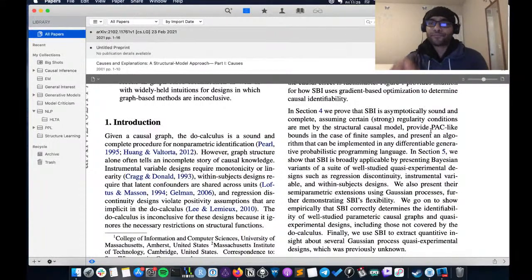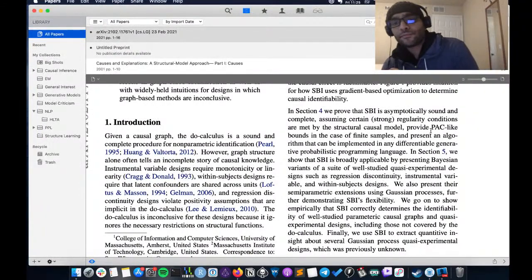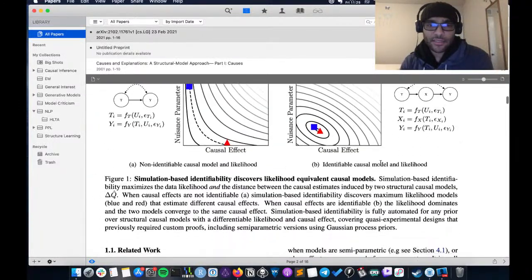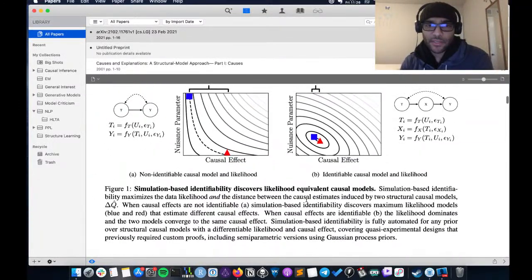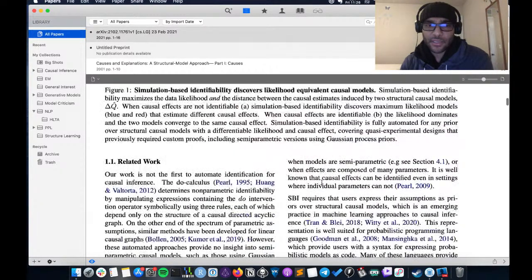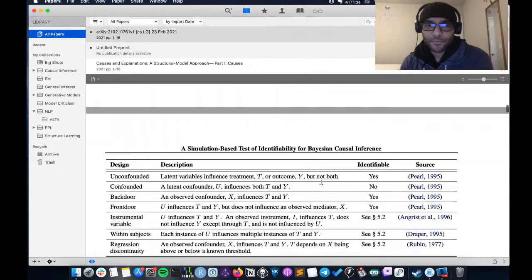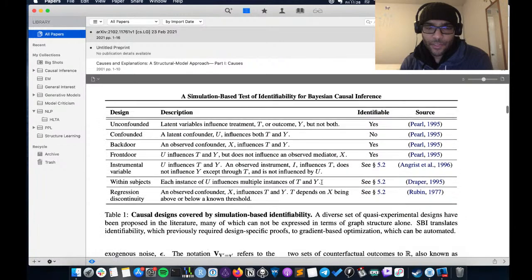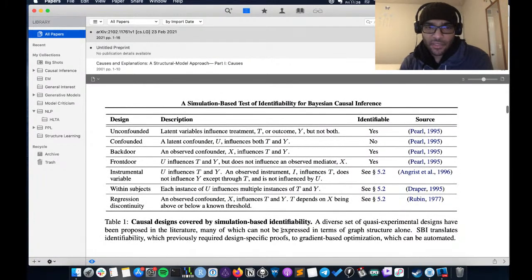Interesting. Okay. Let's go over the section. So we saw this already. We expect convergence here if we get some kind of causal effect, and causal designs covered. So here's what we're going to actually be able to solve with this approach.